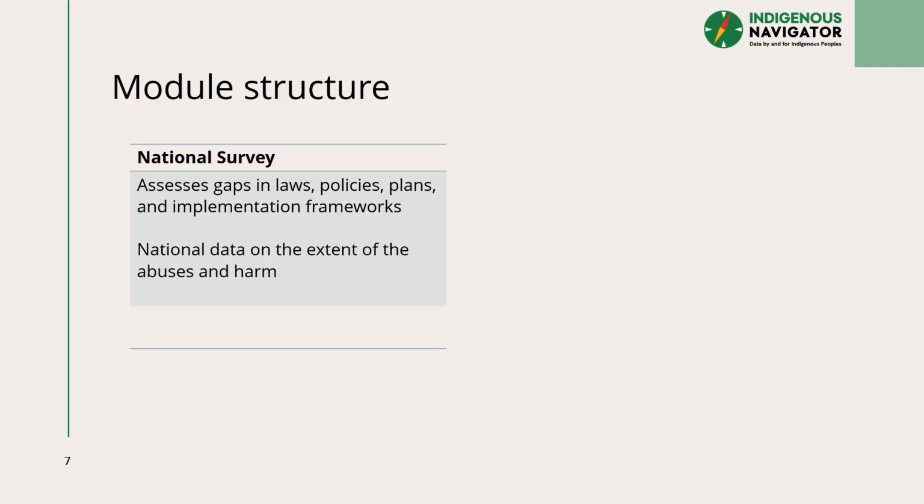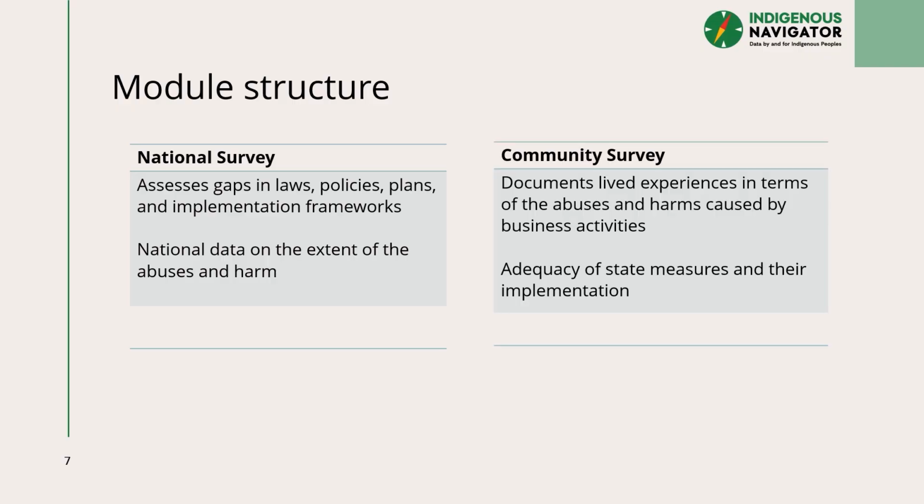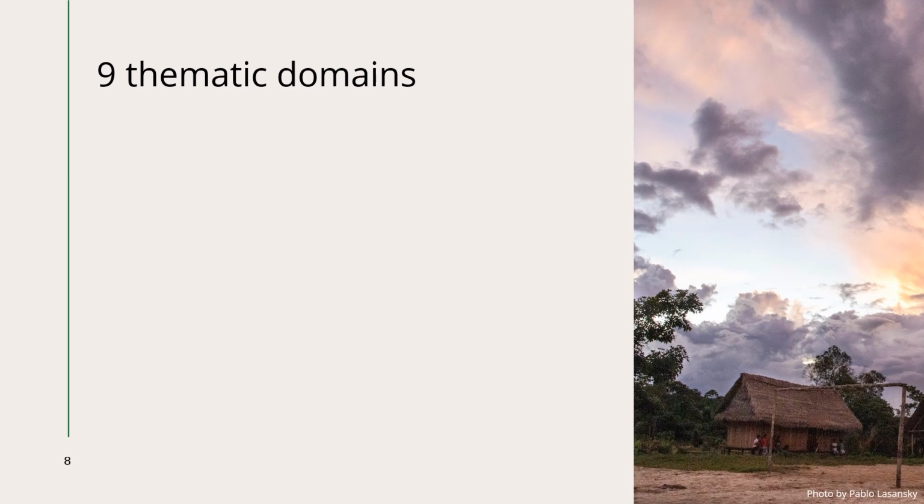The Community Survey helps document the lived experiences of Indigenous peoples in terms of the abuses and harms caused by business activities on and around their lands, territories, and resources. It also assesses the implementation of any existing laws, policies, plans, and implementation frameworks seen from the perspective of their community. Both surveys are organized into 9 thematic domains.